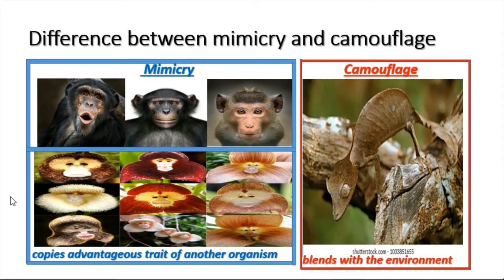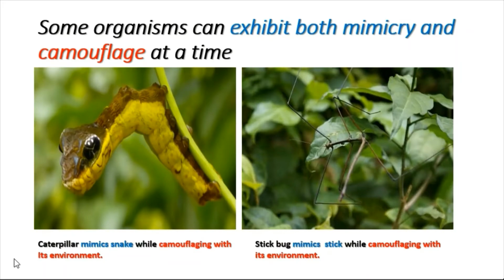There are some organisms that exhibit both mimicry and camouflage. For example, the caterpillar of a butterfly can look like a snake, that is mimicry, while it blends with its environment, that is camouflage. The same goes with the stick bug also, which is also called a stick insect.